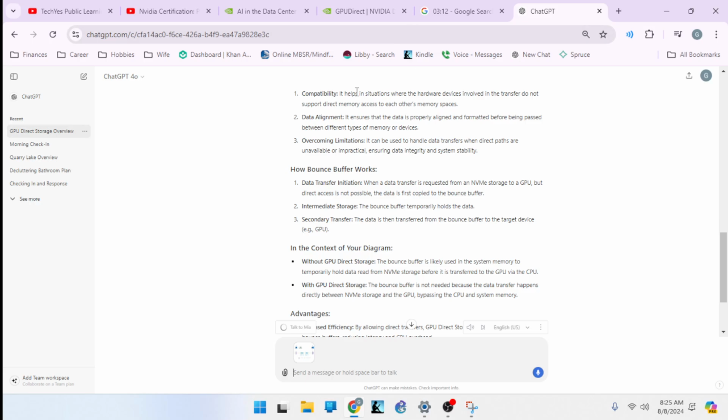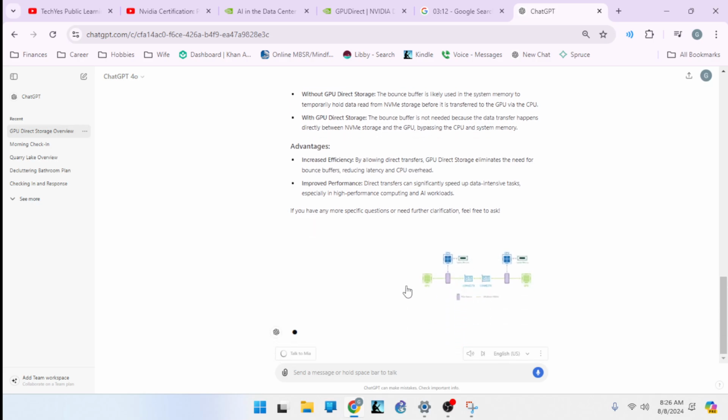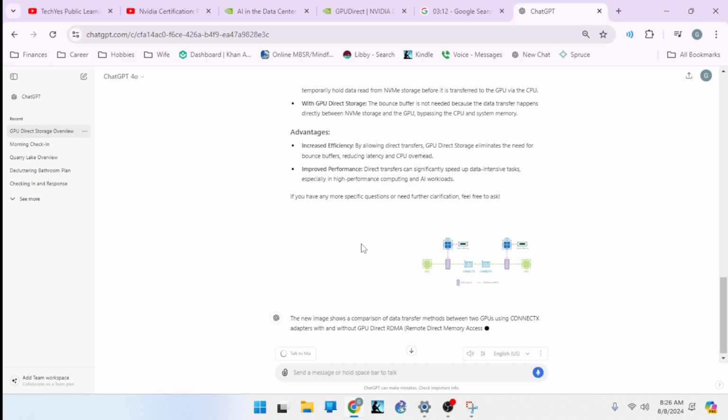Advantages. Increased efficiency. By allowing direct transfers, GPU direct storage eliminates the need for bounce buffers, reducing latency and CPU overhead. Improved performance. Direct transfers can significantly speed up data-intensive tasks, especially in high-performance computing and AI workloads. If you have any more specific questions or need further clarification, feel free to ask.